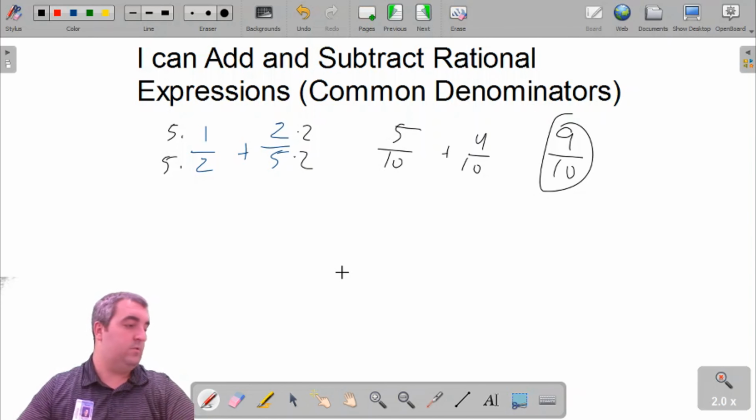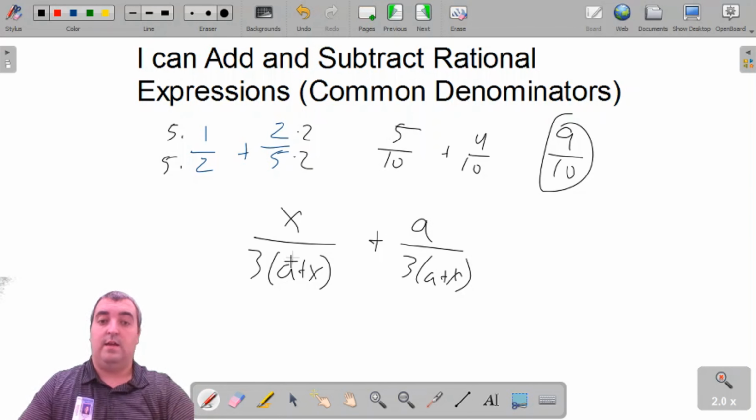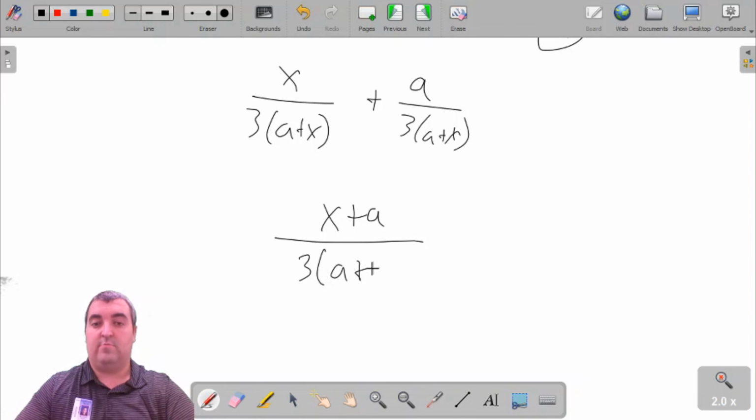Okay, so let's say we have x over 3a plus x, plus a over 3a plus x. Same denominator, so we add the numerators. Now, if they're not like terms, like they are in this case, we just write x plus a all over, and the 3a plus x does not change.